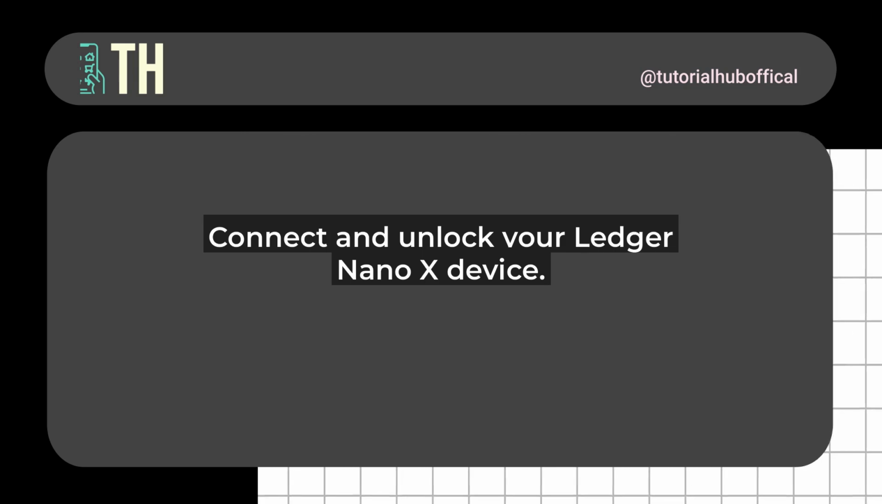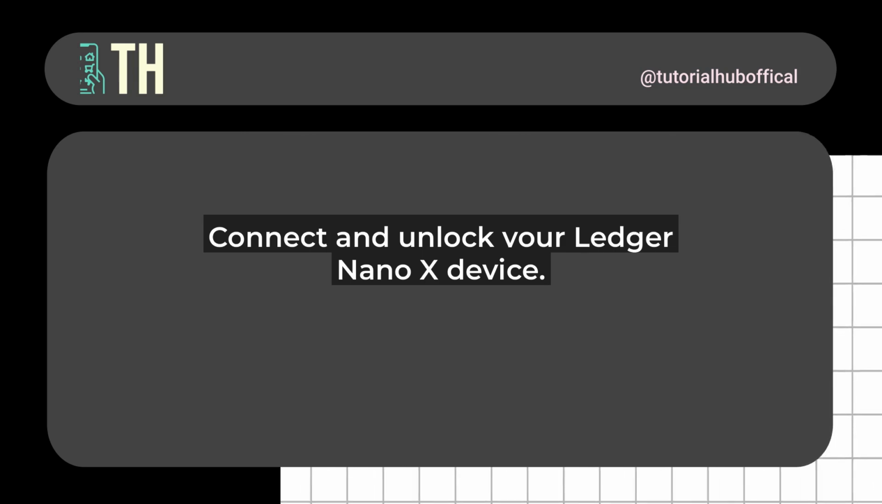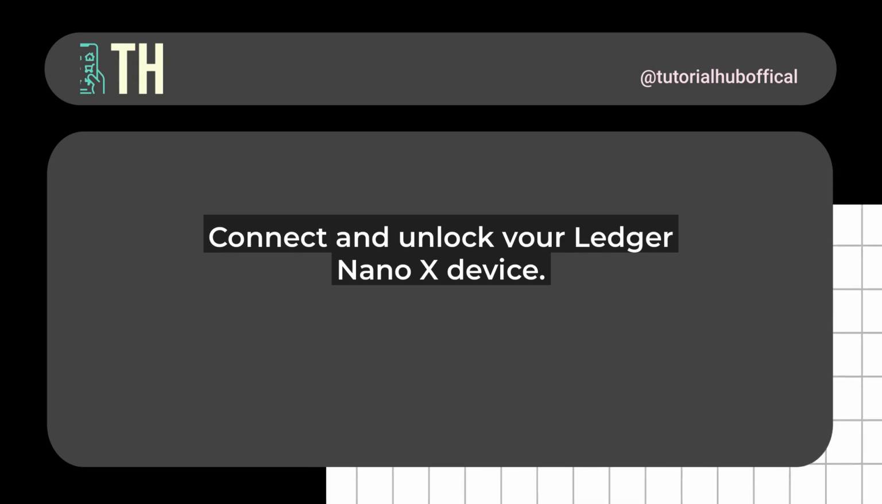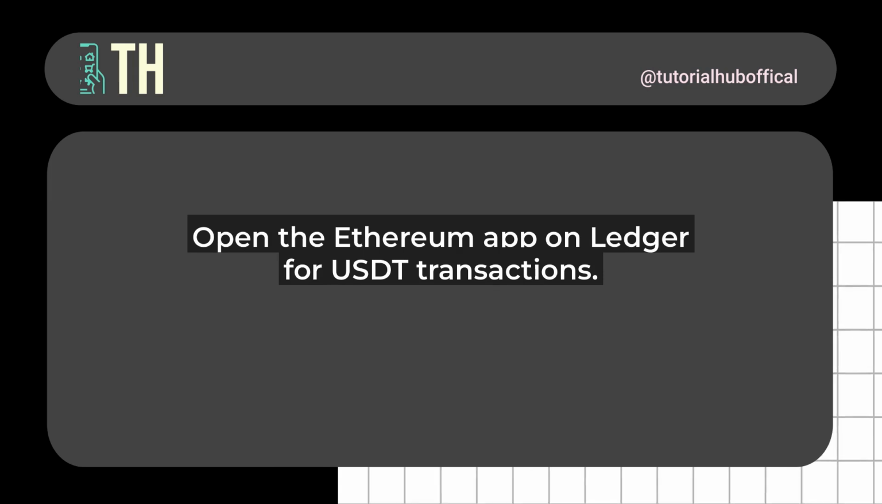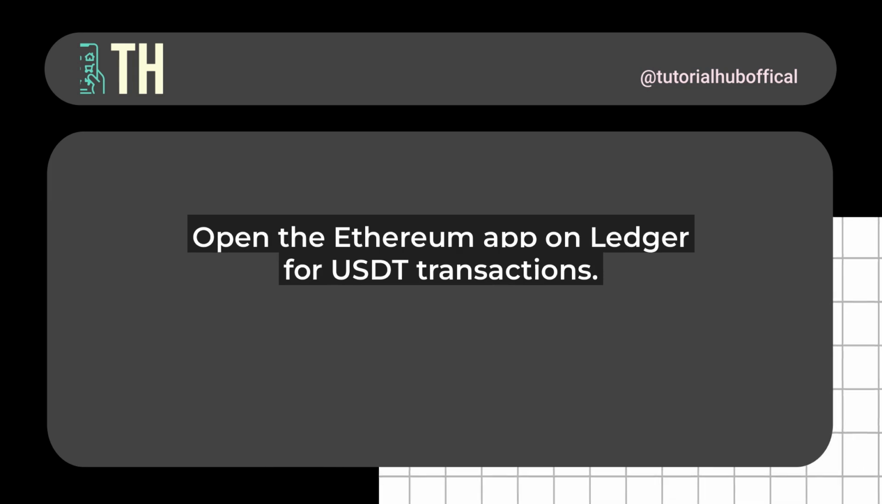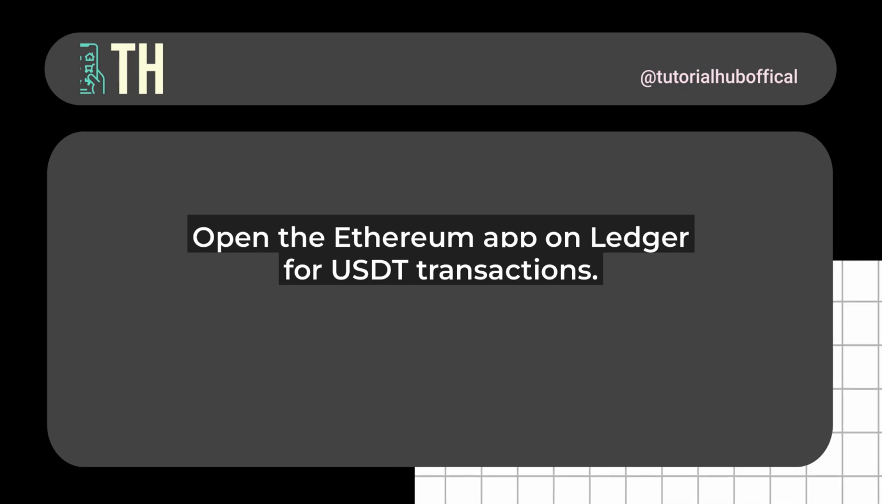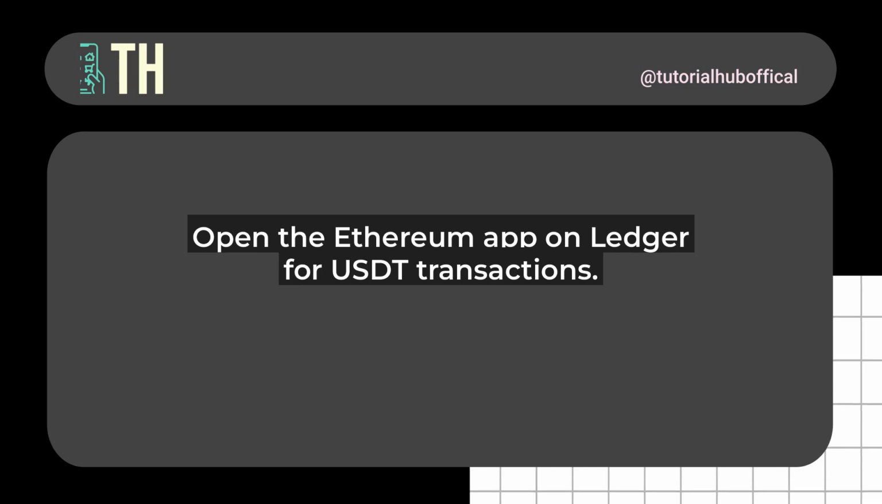Start by connecting your Ledger Nano X to your computer and unlocking it with your PIN. Open the Ethereum app on your Ledger device. Since USDT is an ERC20 token, this is essential. Now, open Ledger Live on your computer and navigate to the Accounts section. Find your Ethereum account that holds the USDT.